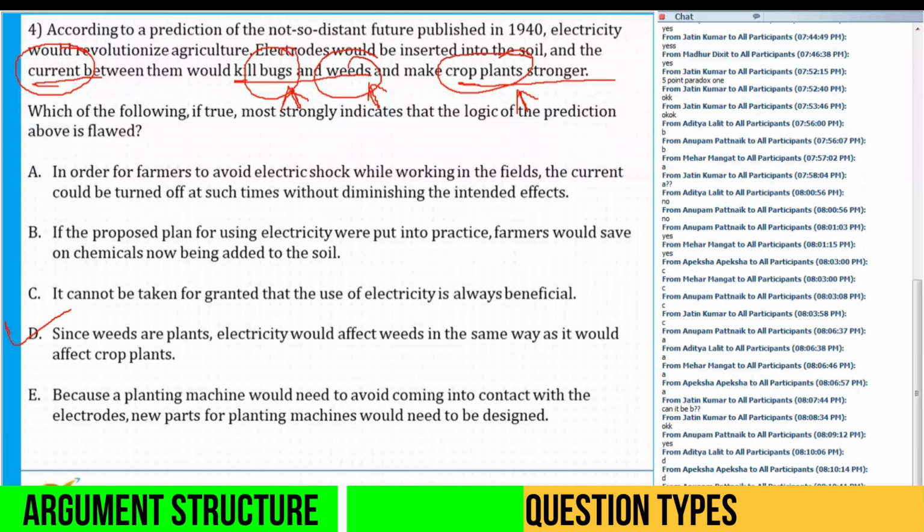But I'm giving you a chance to look at other options also. If you believe any other option can be correct, please let me know.